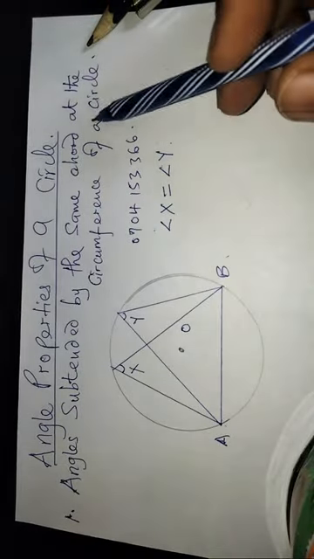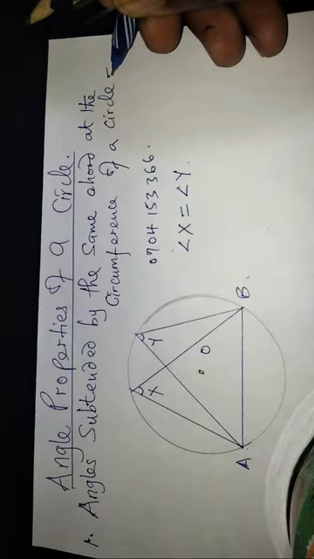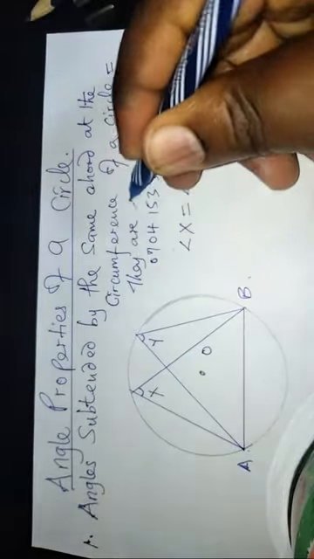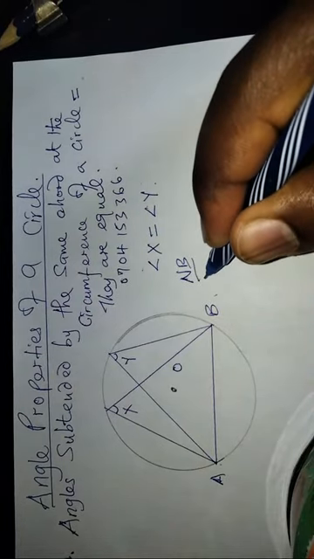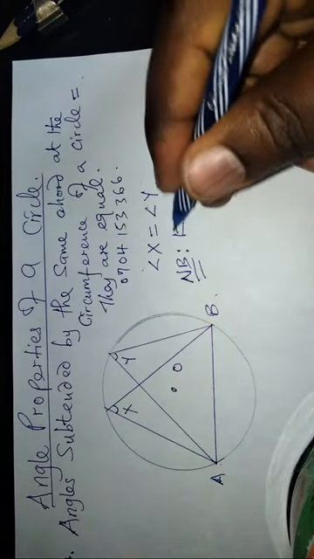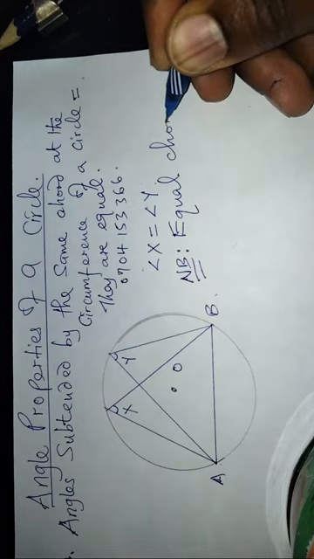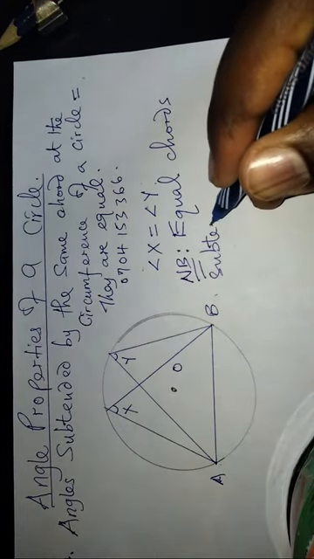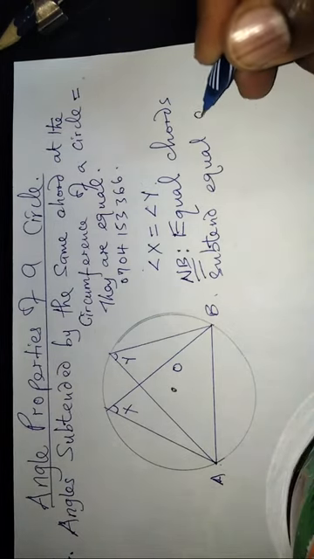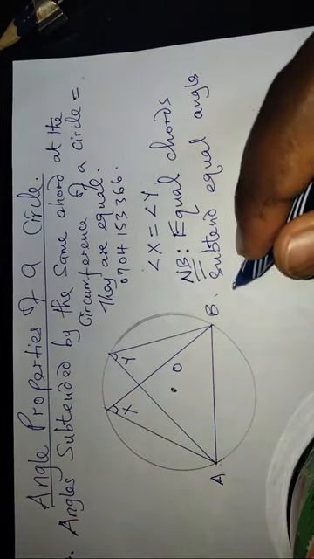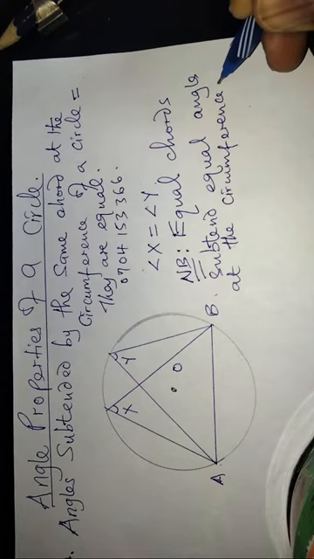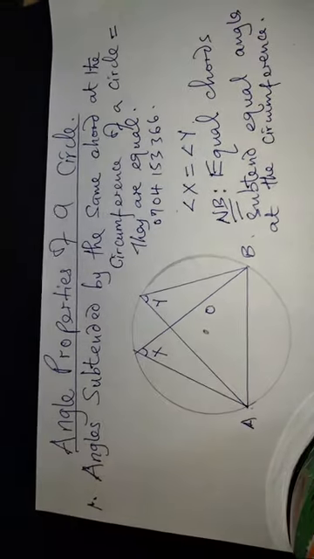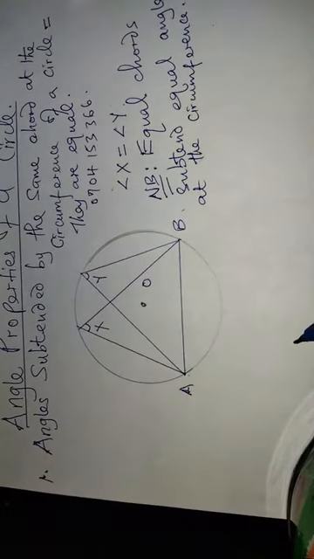So angles subtended by the same chord at the circumference of a circle are equal. Conversely, equal chords subtend equal angles at the circumference. That is property one.